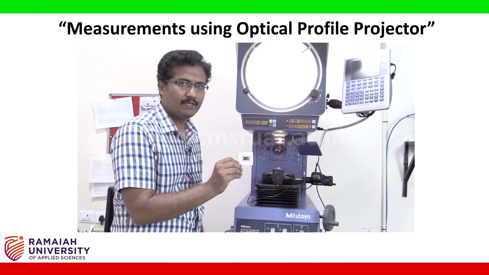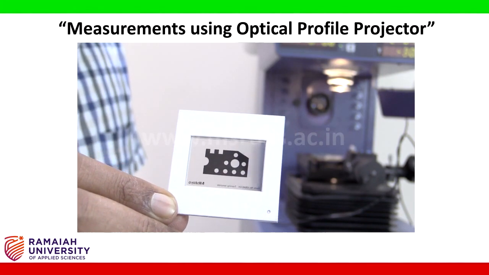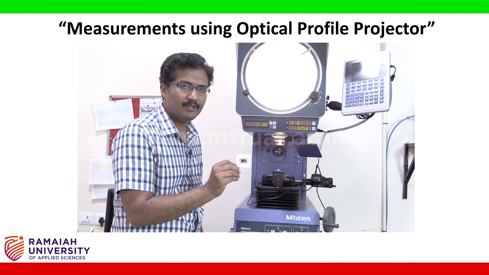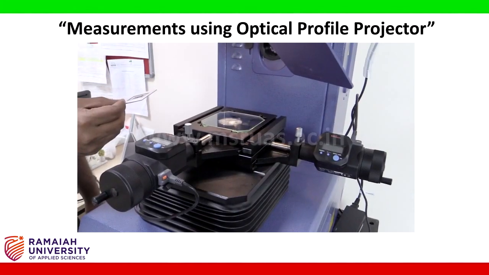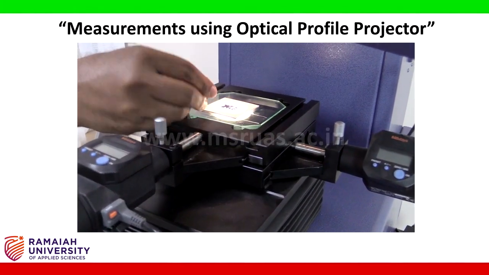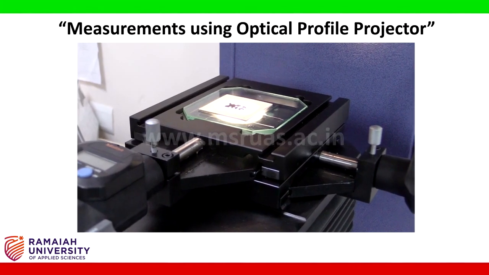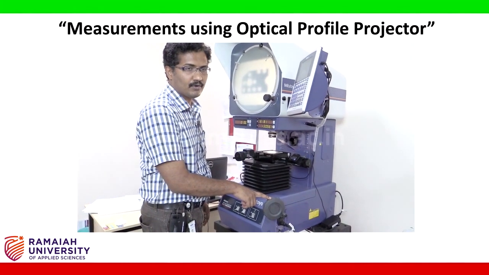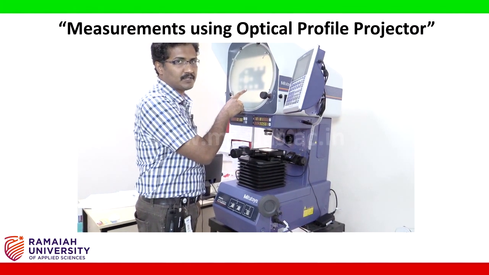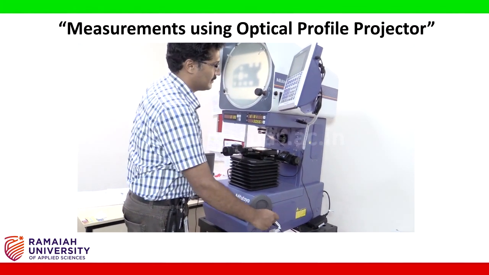Today we are using a training template as a profile. Other manufactured parts can also be used to measure the features. Now place the component on the XY glass. The next step is to use the focus wheel to get a clear image on the projector screen.